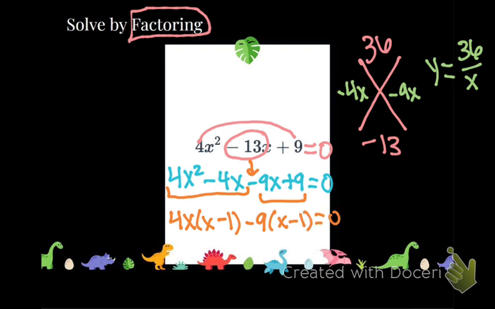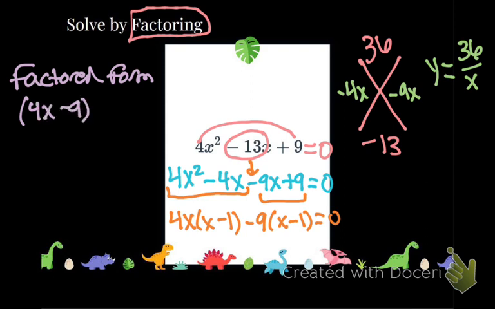Okay. Now, this was the new part. We are not done yet. What's your factored form? Your factored form is 4x minus 9, x minus 1 equals what? 0. Is that your answer, your factored form? No. One more step.